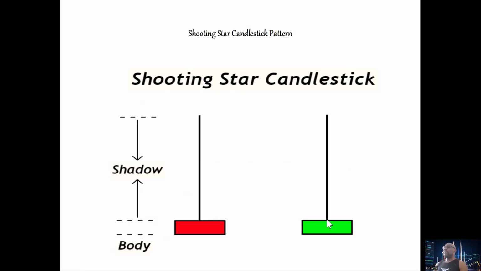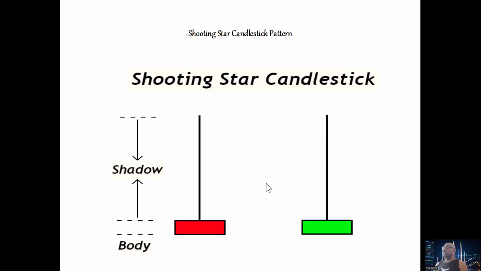This is a sign that sellers have stepped into the market. This is selling pressure. And once this happens, immediately this candlestick, this shooting star, closes, the next candle will be a bearish candle. Then it will start pushing to the downside.